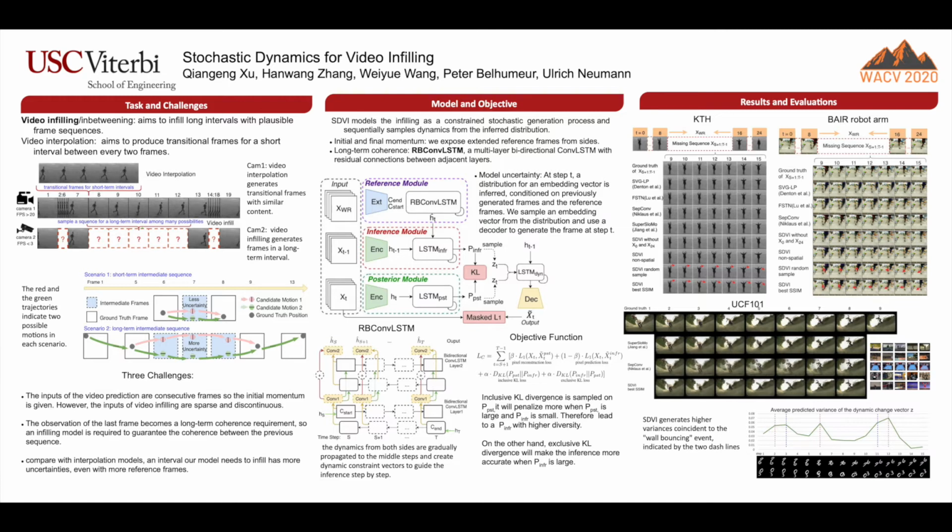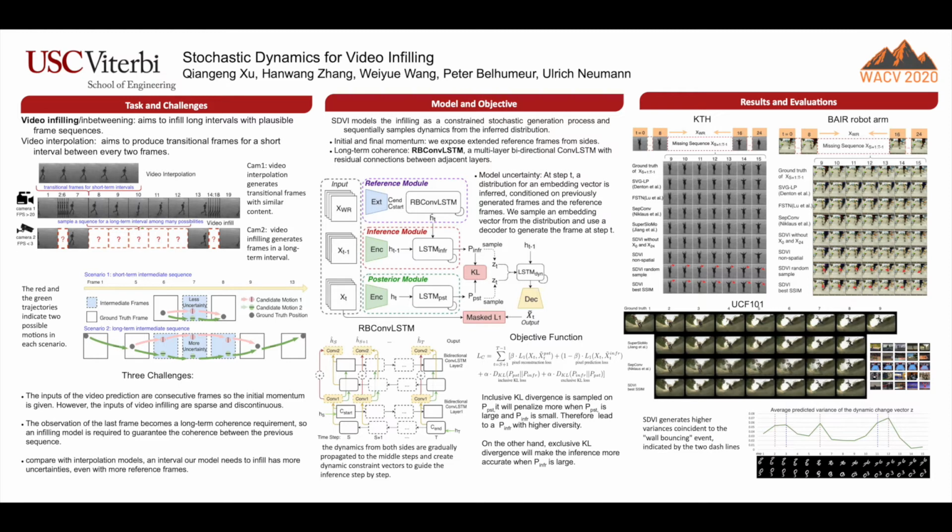There are three challenges for our task. First, the inputs are sparse and discontinuous. Therefore, unlike video prediction, we cannot get the initial momentum of the video sequence. Second, video infilling has to generate sequences that can smoothly transition to the end. The observation of the last frame becomes a long-term coherence requirement. Third, as shown in the image, long-term intervals that we need to generate possess more uncertainty than shorter intervals.